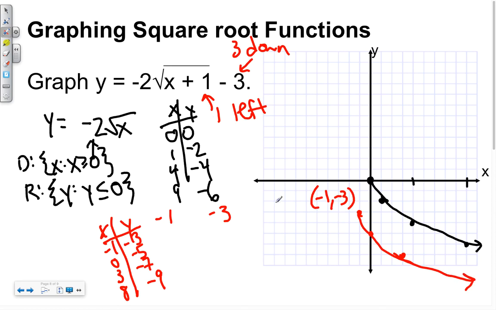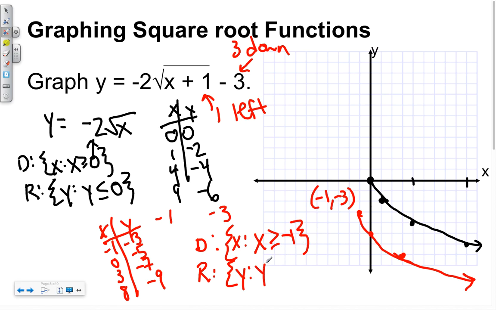Here's the translation. So now for this one, you can just look at your graph and you can see the domain, look at your x values. The smallest one is a -1. So x is greater than or equal to -1. Or you could have just taken the radicand and said that has to be greater than or equal to 0 and solved for x. And your range is going to be, it's below -3, so y is less than or equal to -3. Whoops, that's a -3 there.